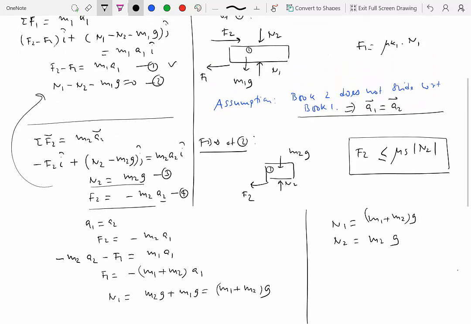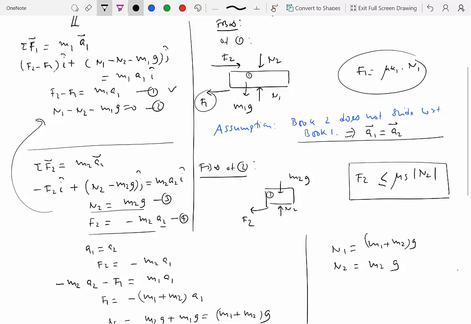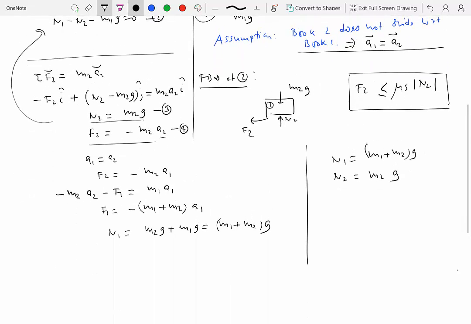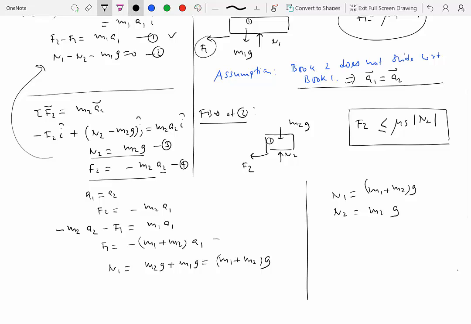What else do we know? Well, we also know that F1 is actually nothing but mu k1 times N1, right? So we can get that as well. We have F1 right over here. We have also substituted F1 in equation number 1 and gotten this as a result, right?